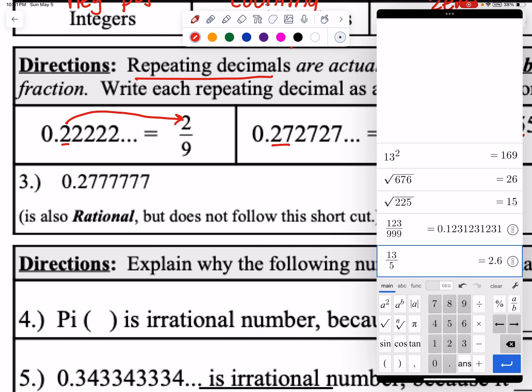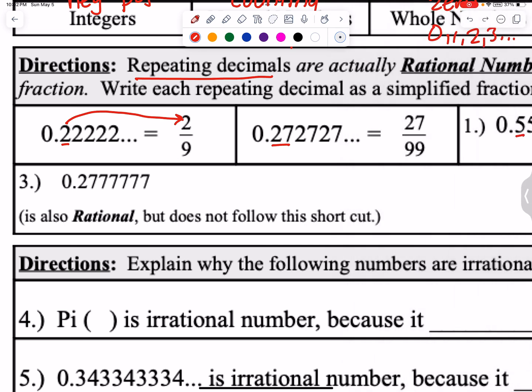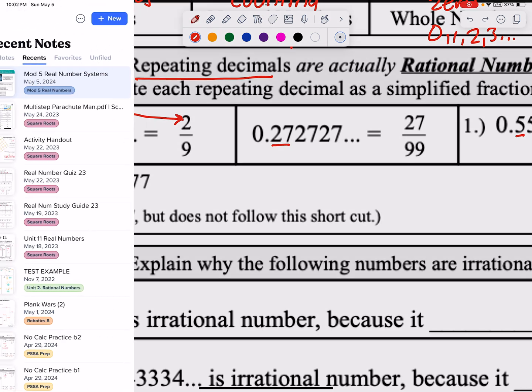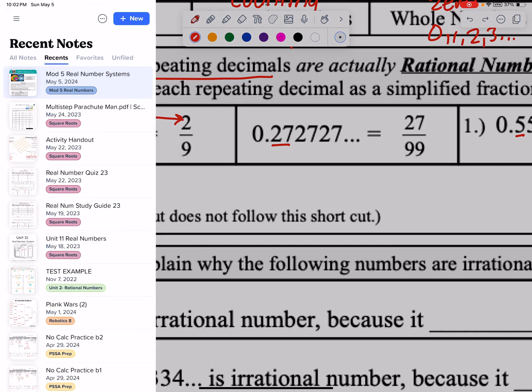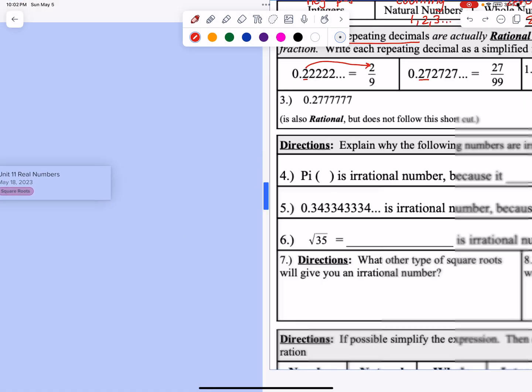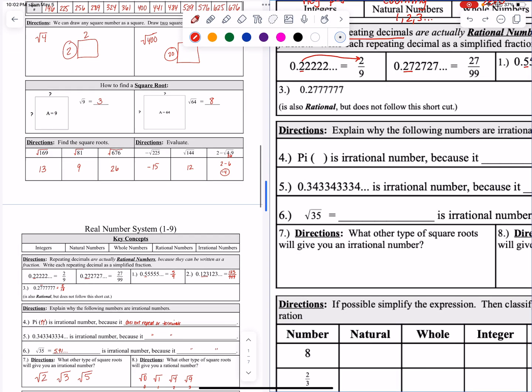No, we need 0.27. So 13 fifteenths, 0.86. 13 twelfths. Let me see my notes for this one. 0.27 with a 7 repeating. Let me see if I can find one of my old ones here. Oh, here we go. Let's see what I put for this one.